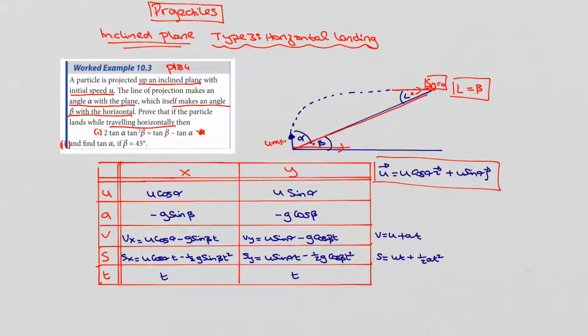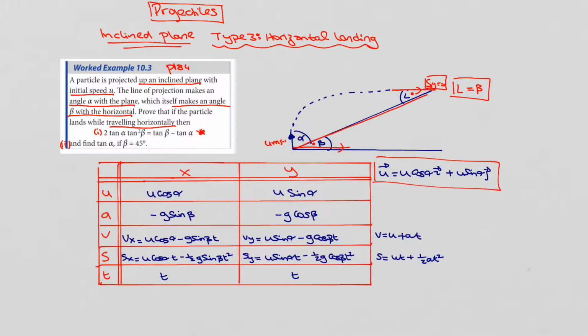Okay, so what are we going to do? Well, the key to the question, as we said at the start, is the fact that it's landing horizontally, and therefore we have two pieces of information, which are our Sy equals 0 and our landing angle is equal to beta. So let's start like we always do by saying, on landing, what do we know? Well, we know that Sy equals 0, and we saw in our table that Sy is equal to u sin alpha t minus a half g cos beta t squared.